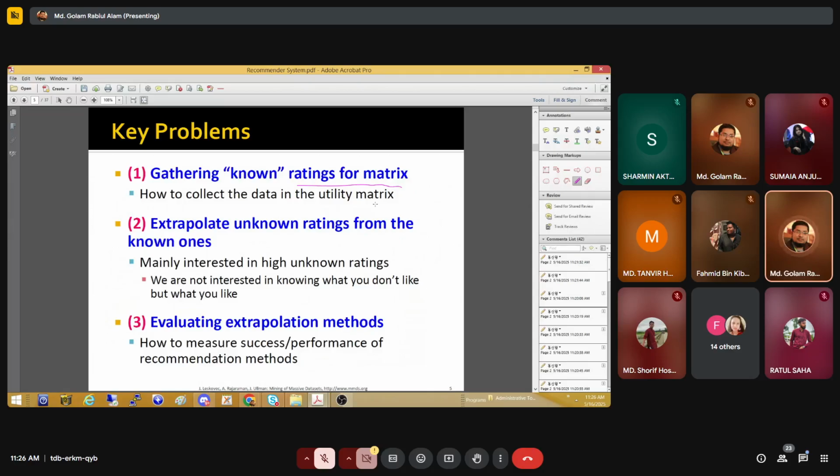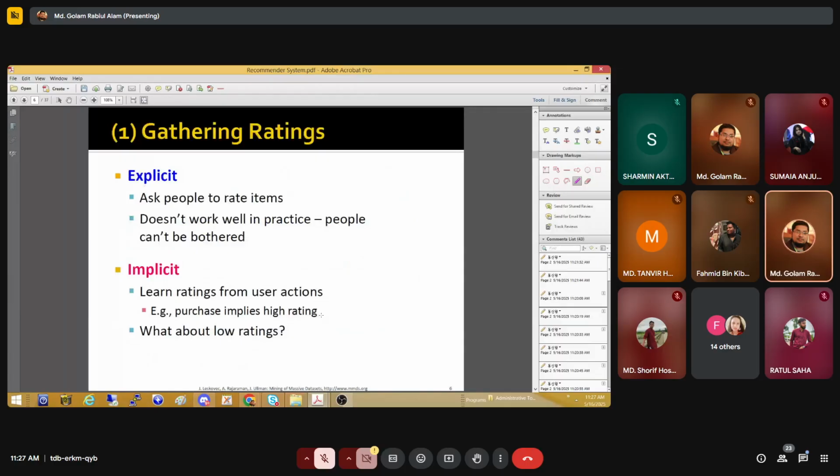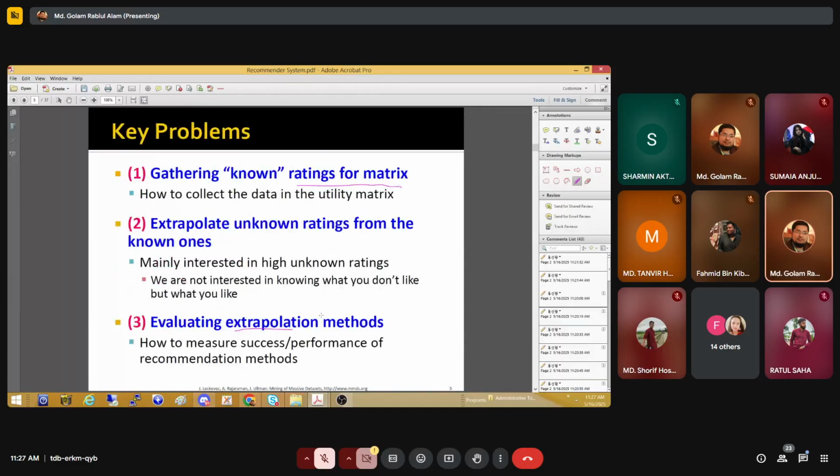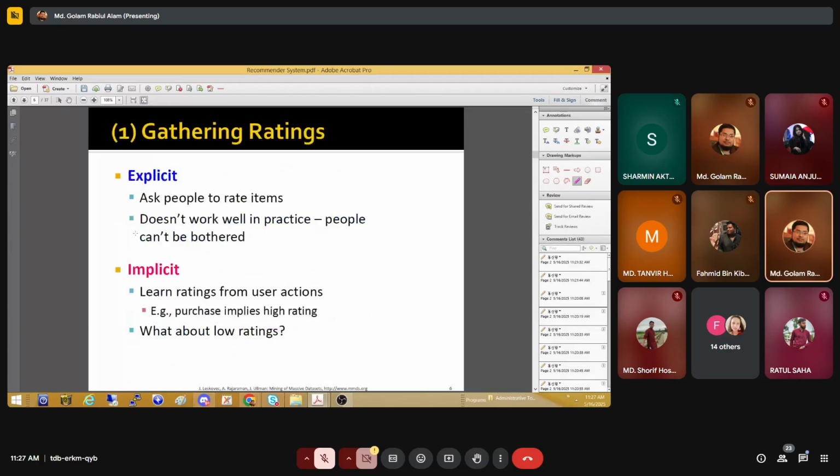So this is another problem: how can we predict the unknown ratings based on the known ones? And another thing is evaluating the extrapolation method. That means we will find the predicted value, but how can we measure the performance, whether this prediction is right or wrong? So this is the challenge in our recommendation systems.